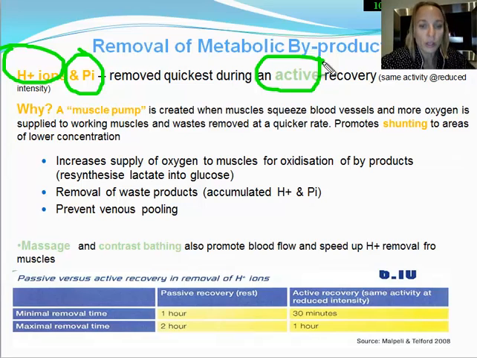Other recovery strategies that also do this are anything that helps promote blood flow. So think of removing waste products. You need movement, you need blood flow. So active recovery does that, but also heat and massage. Heat helps dilate blood vessels, which helps promote blood flow. So massage is good. Heat is good. Contrast bathing, where you go from hot to cold, helps with the vasodilation and vasoconstriction of the blood vessels, which helps keep blood flow moving around to deliver oxygen and remove waste products such as the hydrogen ions and inorganic phosphates.